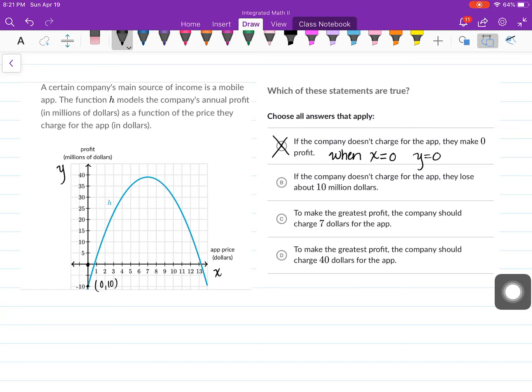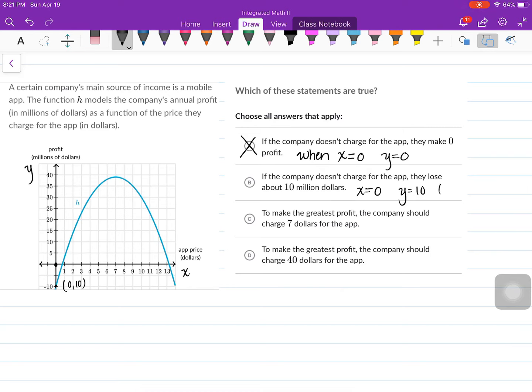It says if the company doesn't charge for the app, they will lose $10 million. Now this one says that if our X equals 0, then our Y should equal 10. So this means that we should have a coordinate point of (0, 10) somewhere in our graph. Let's take a look at this here, and it's actually our y-intercept. So I'm going to go ahead and highlight that in yellow. So this one here is true, so we'll go ahead and bubble this one in.